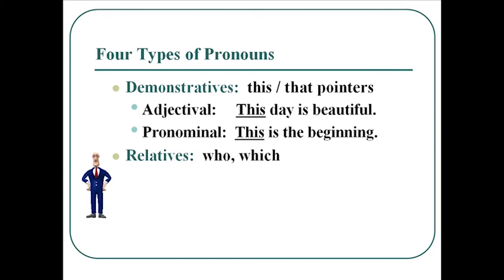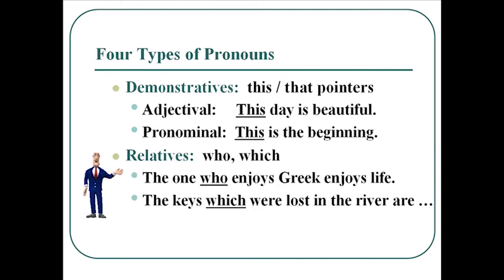Now, the relative pronouns are who and which. So we say, for example, the one who enjoys Greek enjoys life. How true it is. The keys which were lost in the river are gone forever. The keys is modified by the relative pronoun which, explaining which keys. So the which actually links in the following clause. The keys, that is, the ones which were lost in the river. So relative pronouns relate things to one another. Demonstrative pronouns point to things.